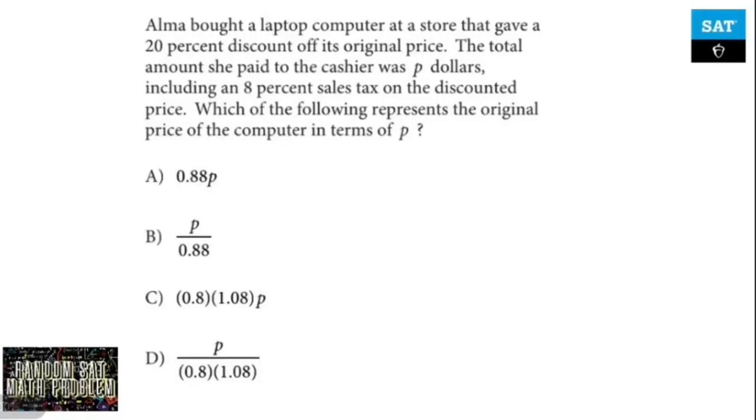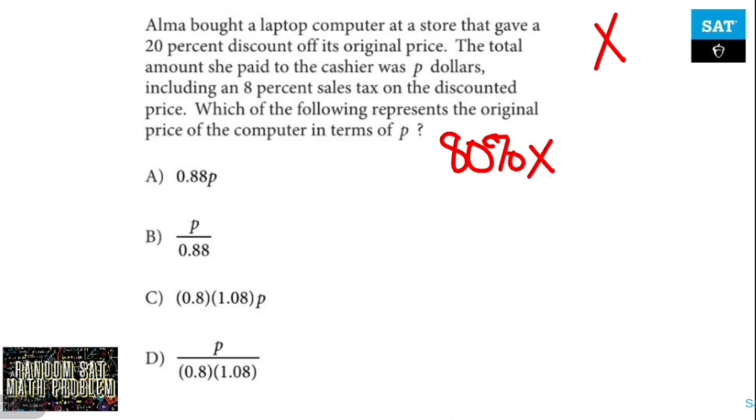Alma bought a laptop computer at a store that gave a 20% discount off of its original price. The total amount she paid was P dollars, including 8% sales tax on the discounted price. Which of the following represents the original price in terms of P? So a lot going on here. So let's just say that the original price is x. If you buy something that's 20% off, you take away 20% of x, which leaves you with 80% of x. That's how much you pay.